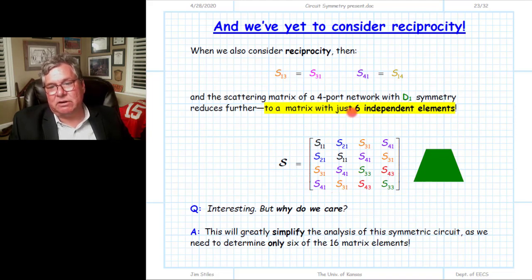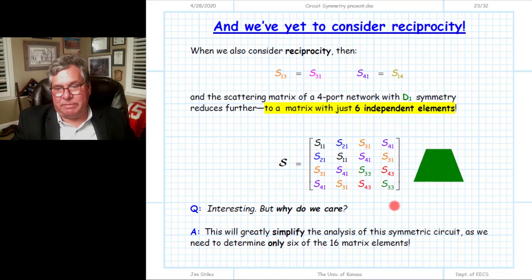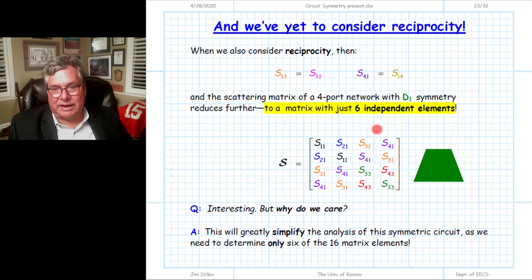And in this case, there are just 6 independent elements. All right, there are 2 here and 2 here, and then 4 here, and then 4 here. And so 6 all together. So why do we care about this? Well, it makes a big difference if we're trying to complete the scattering matrix of some circuit.